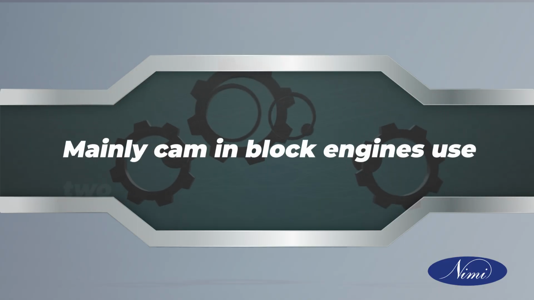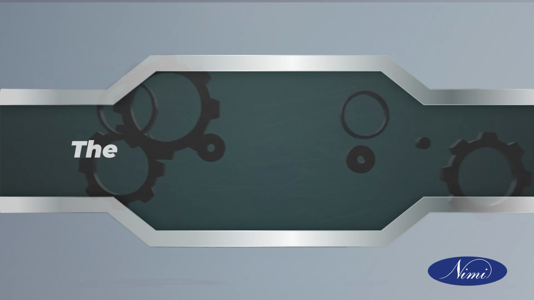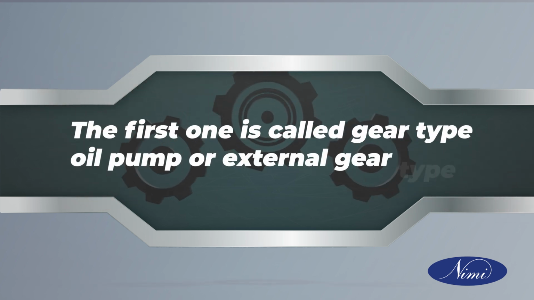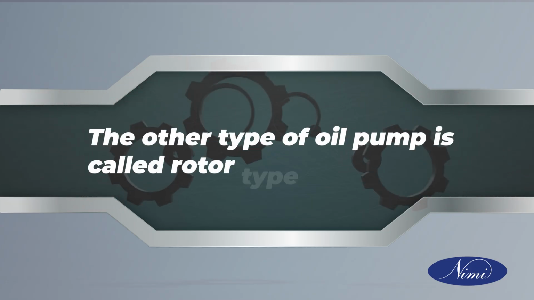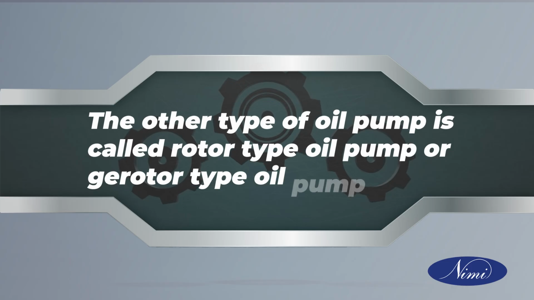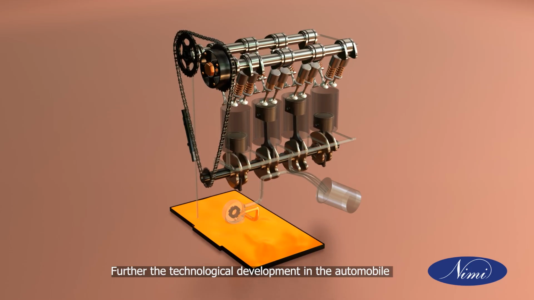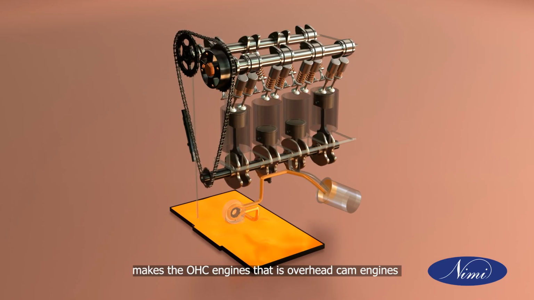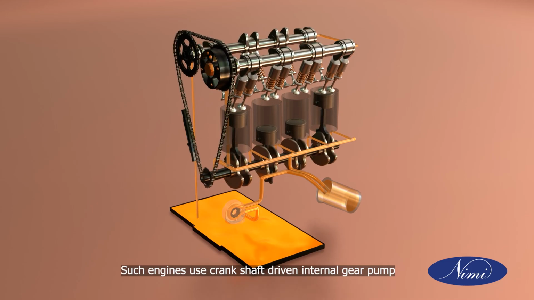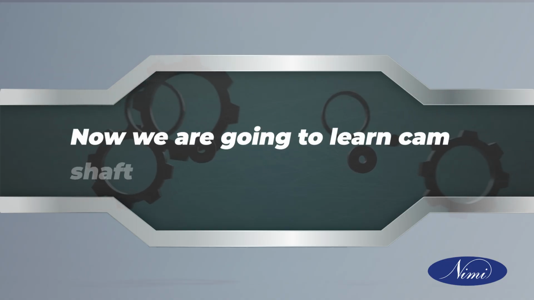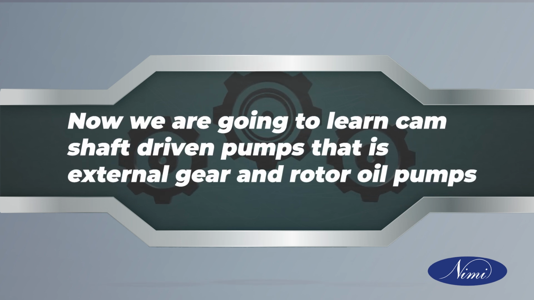Mainly, cam and block engines use two types of oil pumps. The first one is called the gear type oil pump or external gear type. The other type is called the rotor type oil pump or gerotor type oil pump. Further, the technological development in the automobile makes the OHC engines, that is overhead cam engines. Such engines use a crankshaft-driven internal gear pump. Now, we are going to learn camshaft-driven pumps, that is external gear and rotor oil pumps.